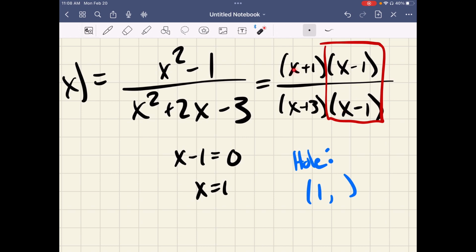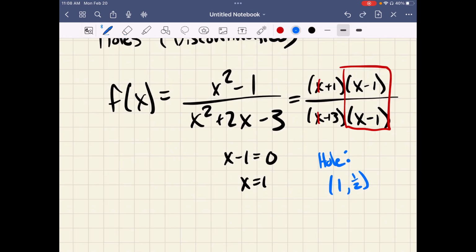So if I plug in a 1 right here, I would have 1 plus 1, which is 2, and then I would have 1 plus 3, which is 4. That fraction would reduce to 1/2. So here, my hole, or my discontinuity, would appear at 1 for my x value and 1/2 for my y value. So those are my coordinates for my hole or discontinuity.